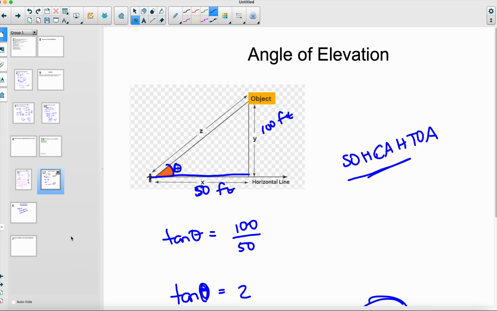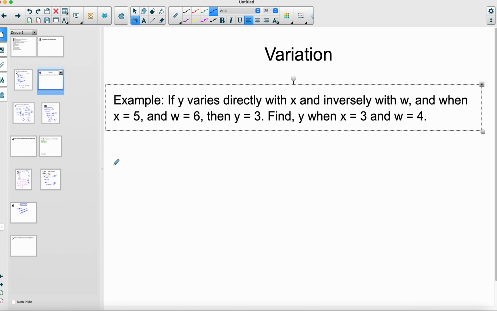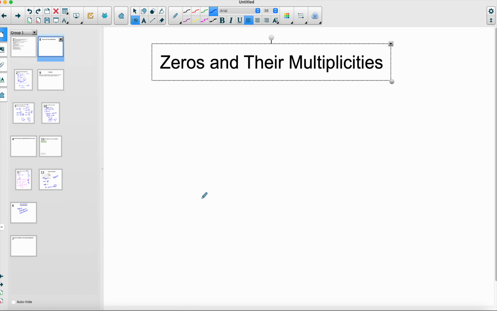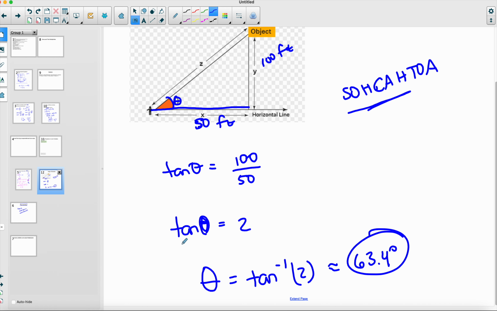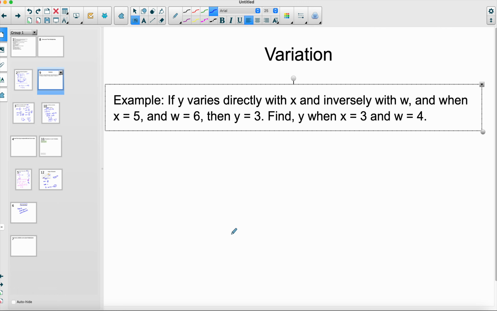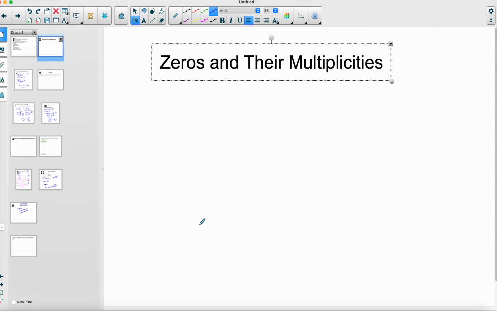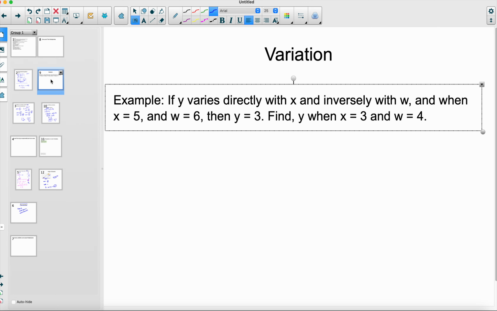I think I'm going to have to give videos on the rest of this, zeros and their multiplicities, because I'm running out of time. I know you don't want to watch long videos, so I'll share some other videos on some of these things. I might do this one, variation. I always get questions on variation, so I might do this one and then share videos on the rest.